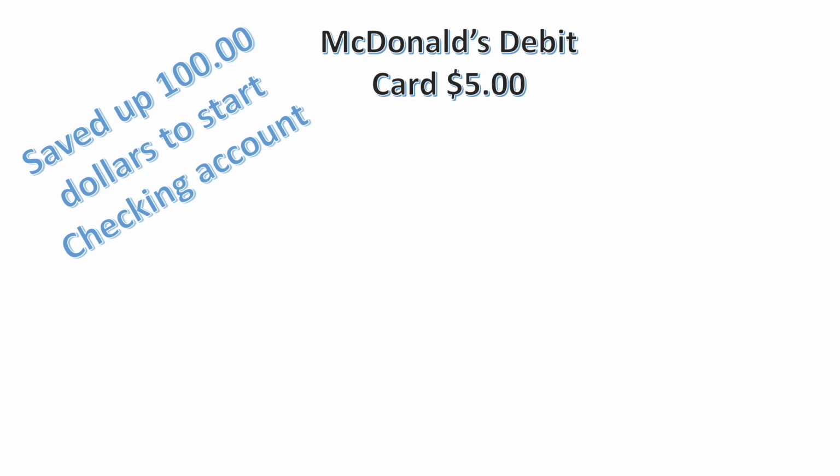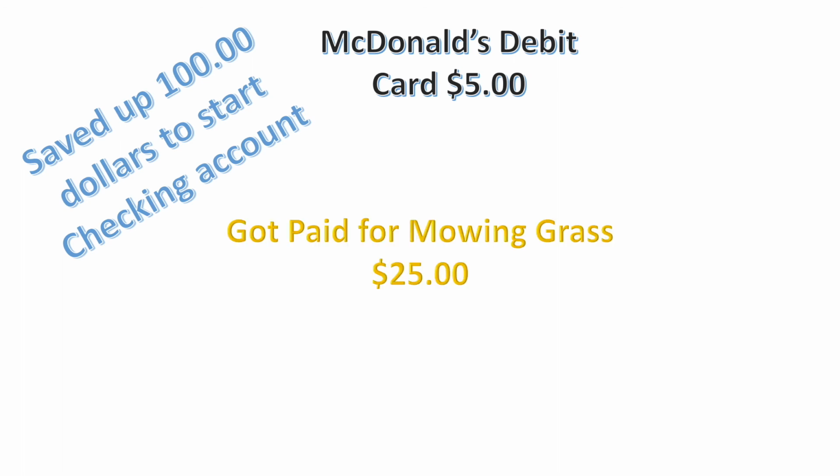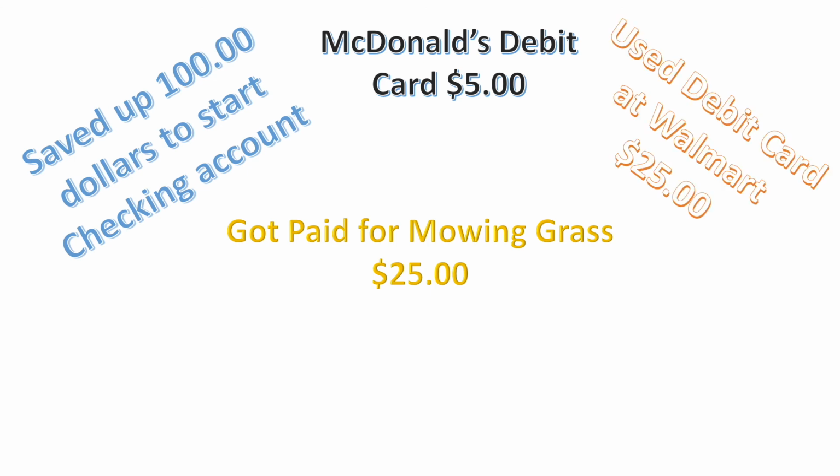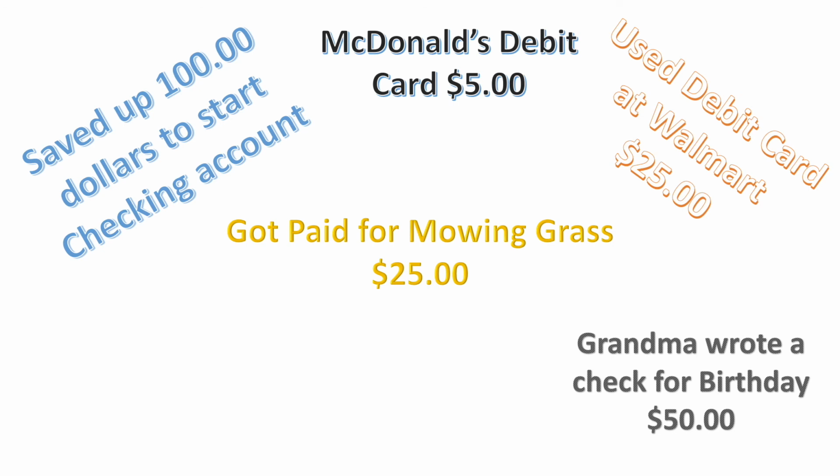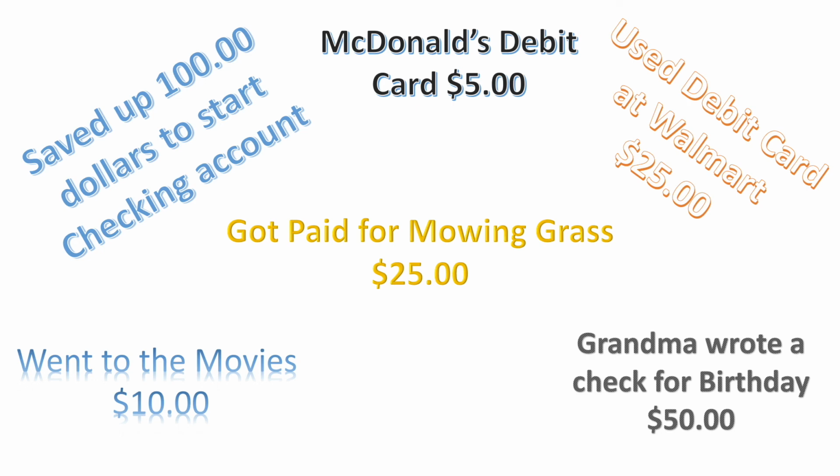Now, first thing is, I've saved up $100 to start my checking account. Keep that in mind. If you saved it up, what does that mean? Now, I saved up $100, but then I went to McDonald's and I used my debit card for $5. I got paid for mowing the grass for $25. I used the debit card at Walmart for $25. Now think about the difference between I got paid $25 and I used my debit card for $25. Grandma wrote me a check for my birthday for $50. And last, I went to the movies and that was $10.